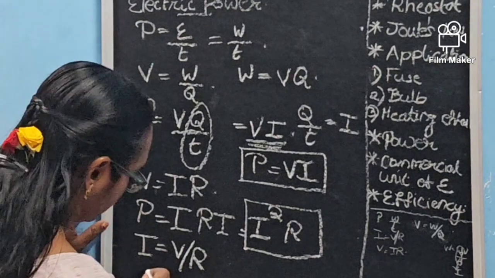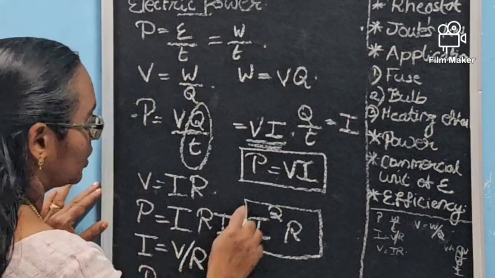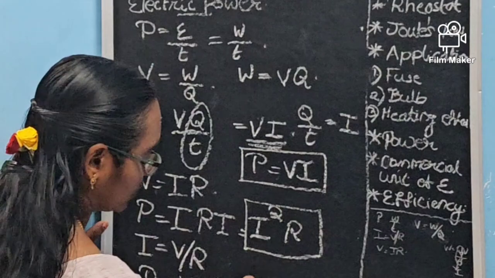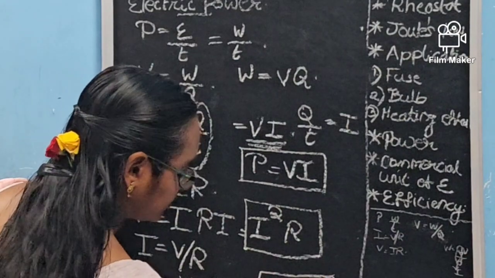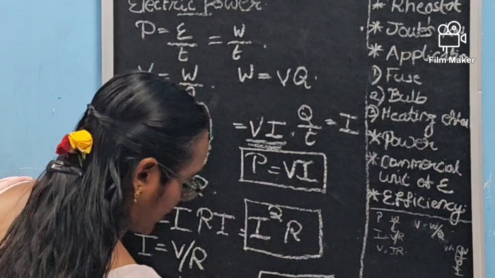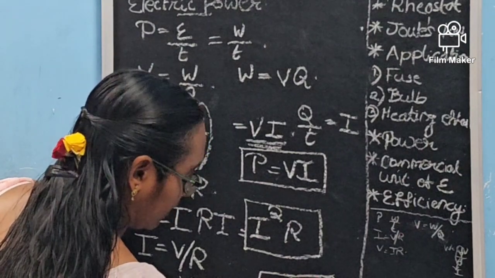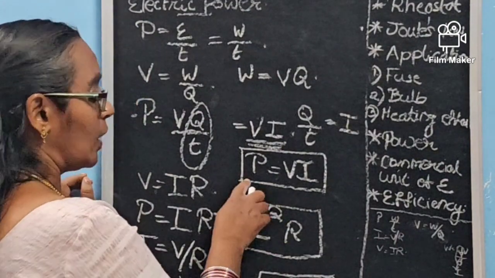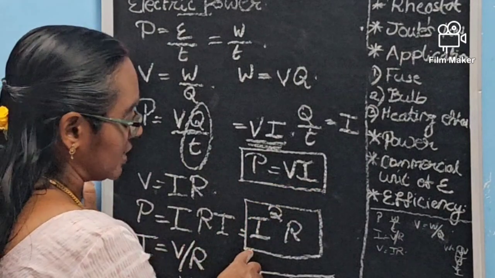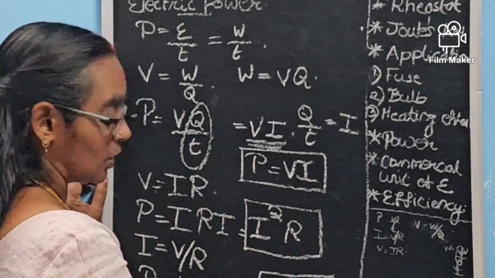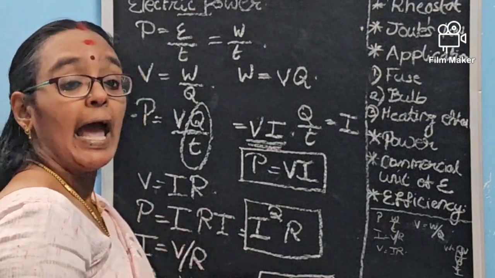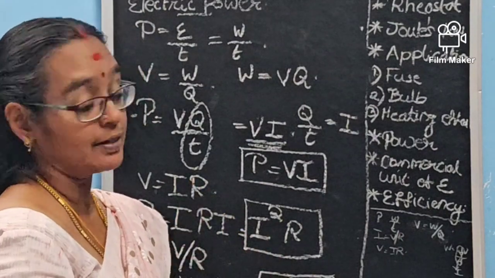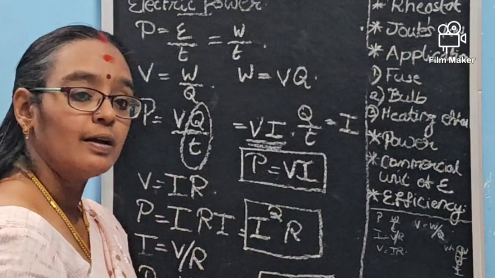Here I am substituting. P is equal to V into V by R. So it will be V square by R. So what are the equations for power? Power is equal to VI, power is equal to I square R, and power is equal to V square by R. Like that, according to what is given in the numerical question, accordingly we can find out power.